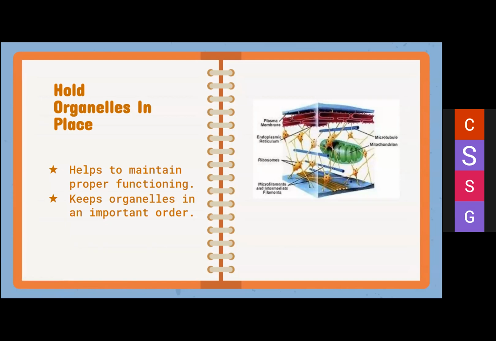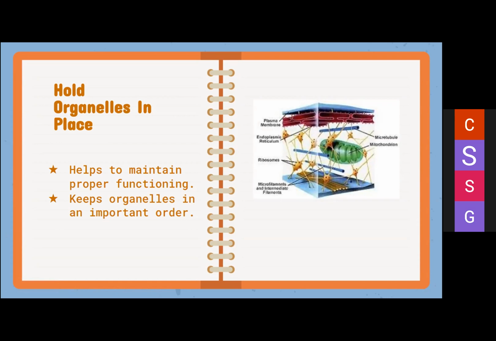Another function of the cytoskeleton is to hold the organelles in place. This helps to maintain proper functioning within the cell so that the organelles are found in an important order and not all over the place. If they weren't like this, they wouldn't function properly and would never be in the same spot. Their function is purely structural. They bear tension, thus maintaining the shape of the cell and anchor the nucleus and other organelles into place.